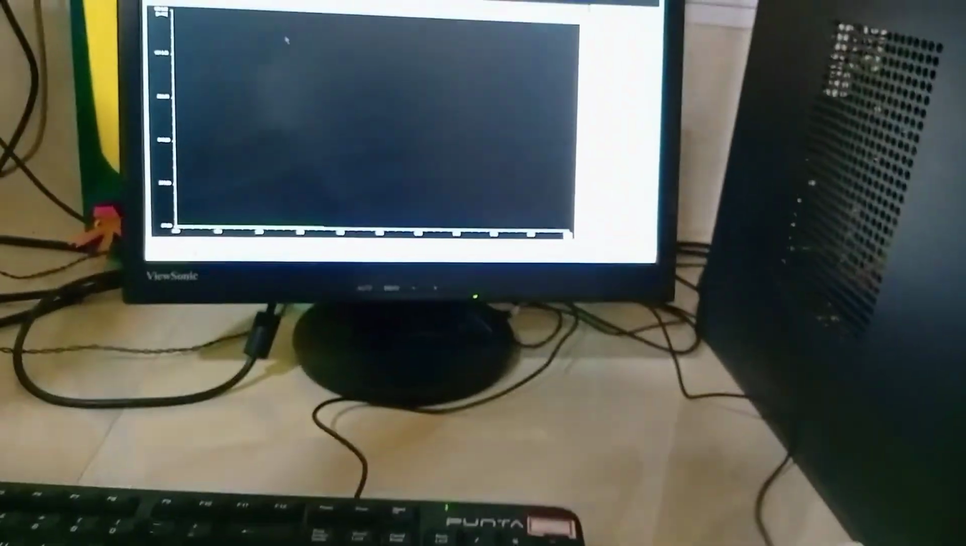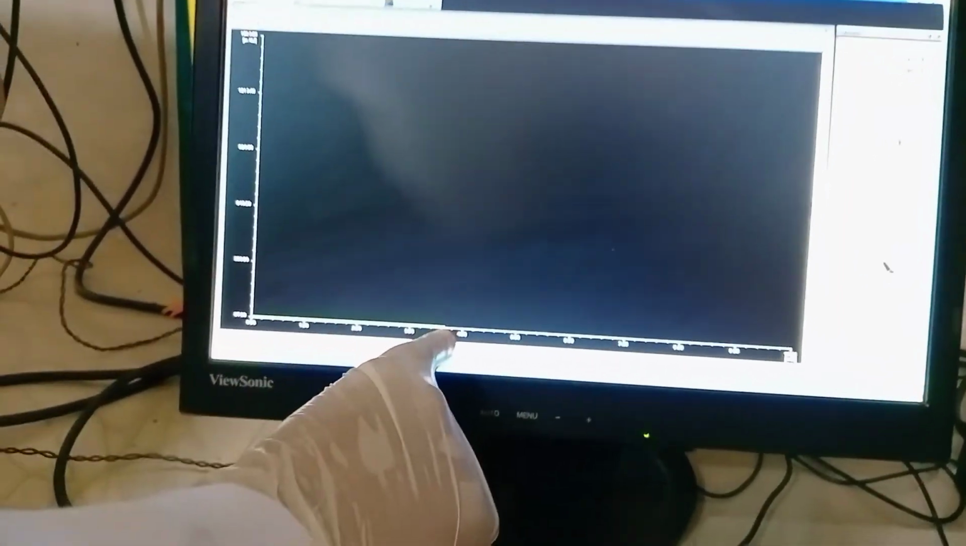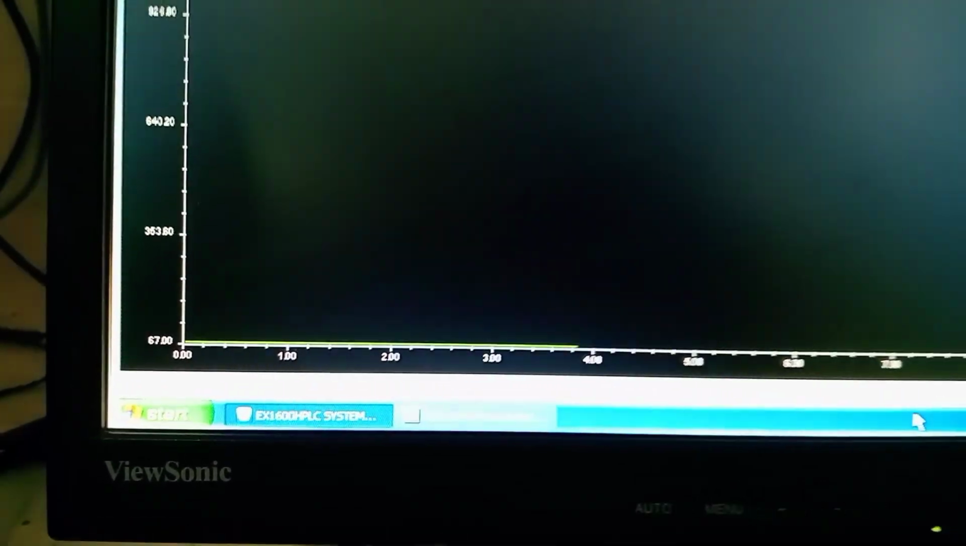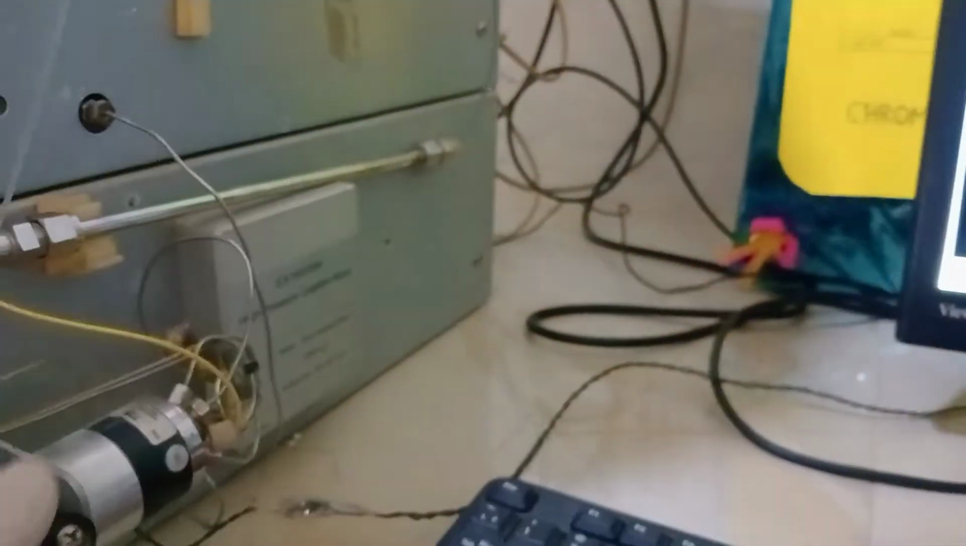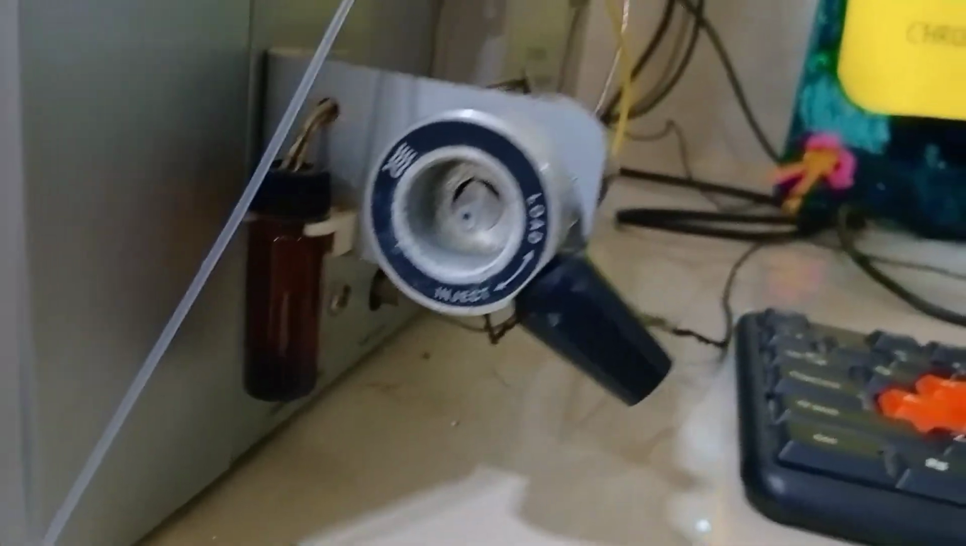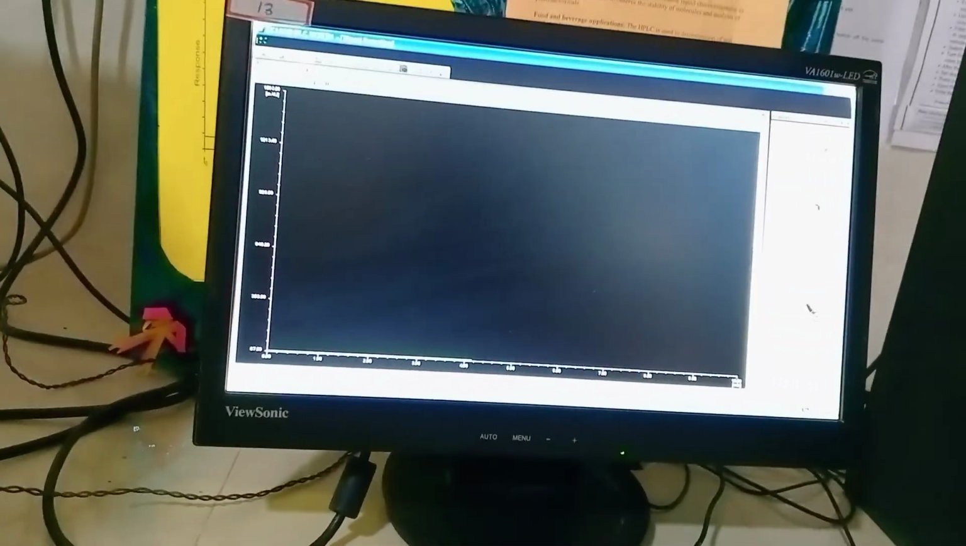Then we observe the software in the PC. After observing a straight line as the baseline, we turn the sample injection system into the inject mode. Then the sample is injected into the column along with the mobile phase.